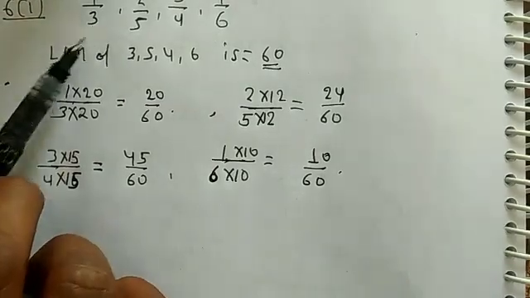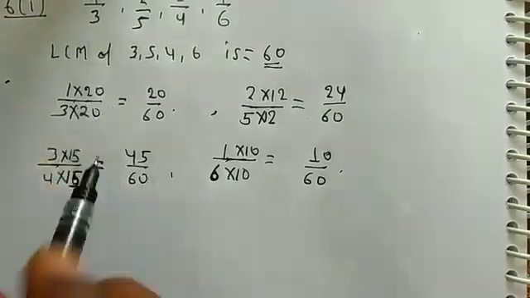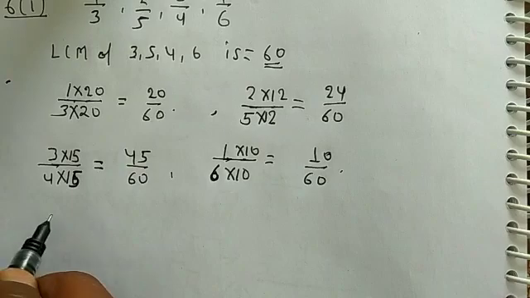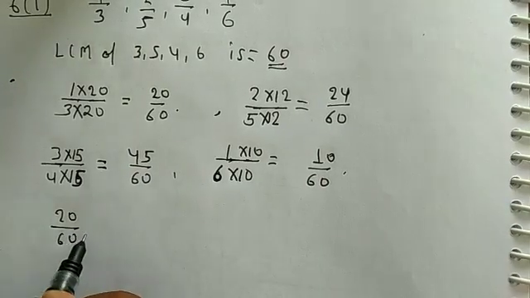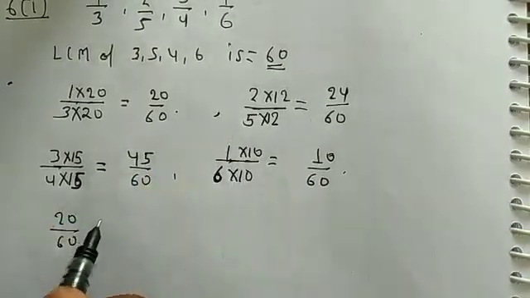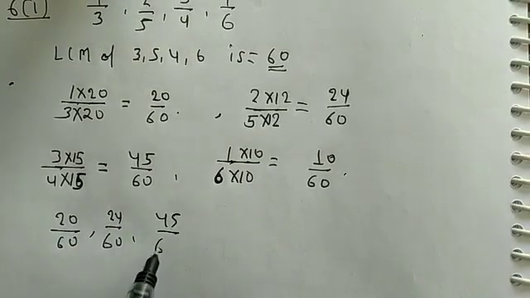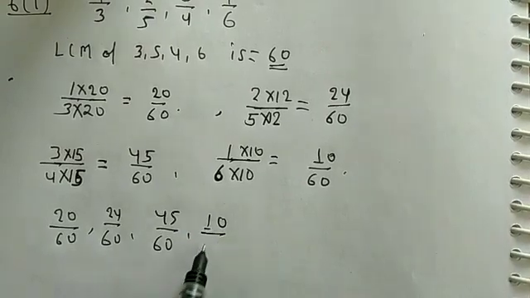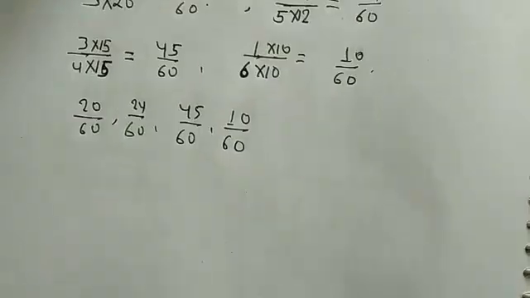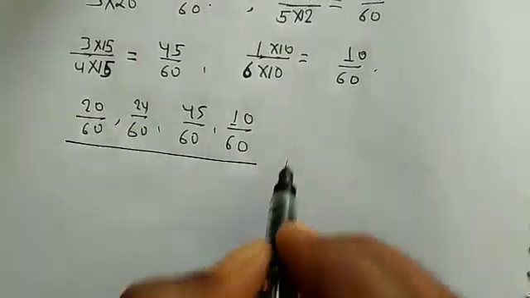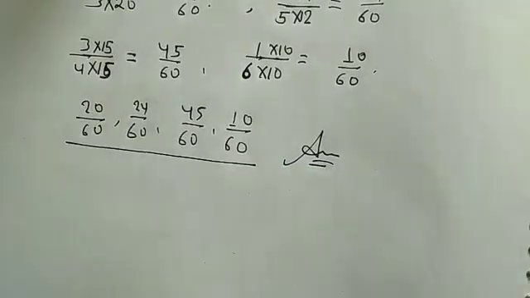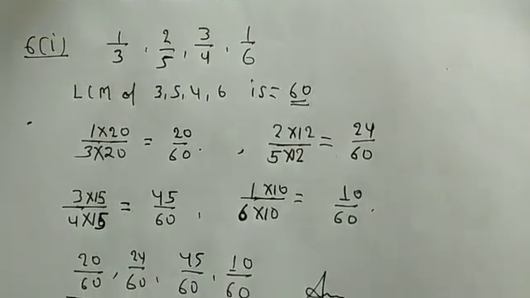So now our fractions are converted as 20 upon 60, 24 upon 60, 45 upon 60, 10 upon 60. This is the conversion of these fractions into like fractions.